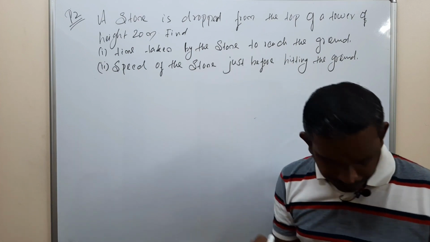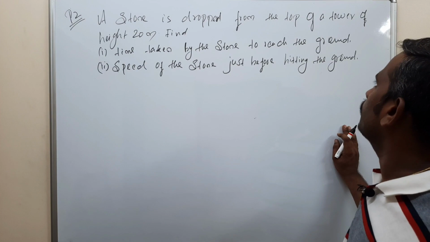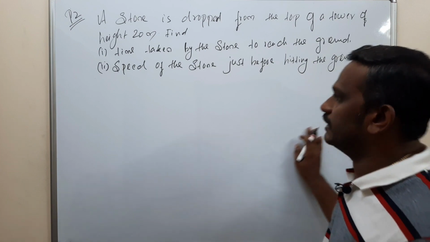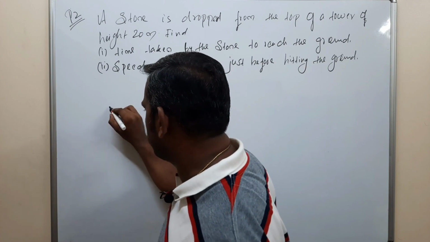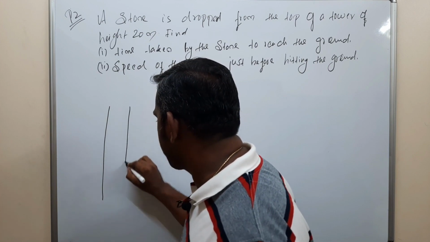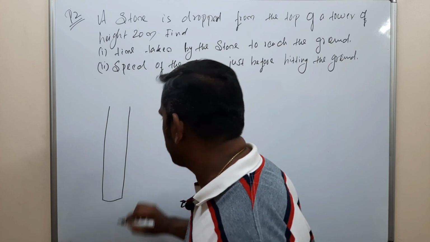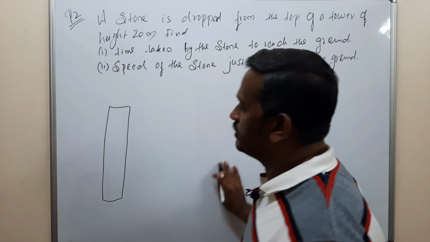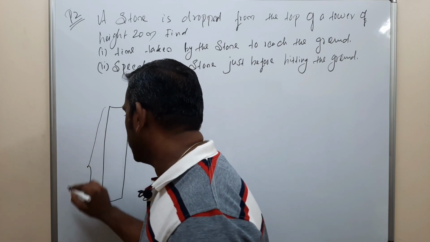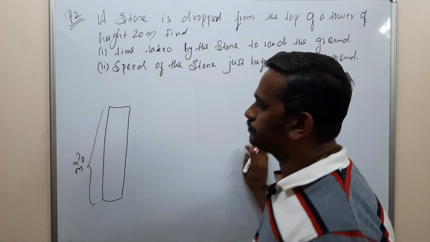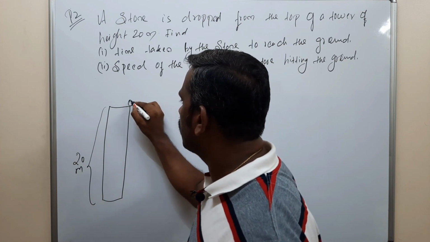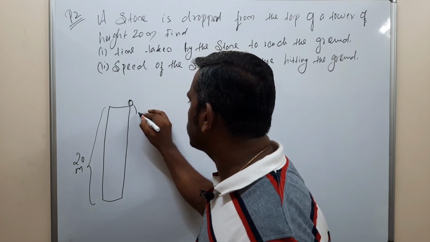So a stone is dropped from the top of a tower of height 20 meter. Find the time taken by the stone to reach the ground, and the speed of the stone just before hitting the ground. So consider, this is a tower of height 20 meter. A stone is on the top of the tower, and it is just dropped.